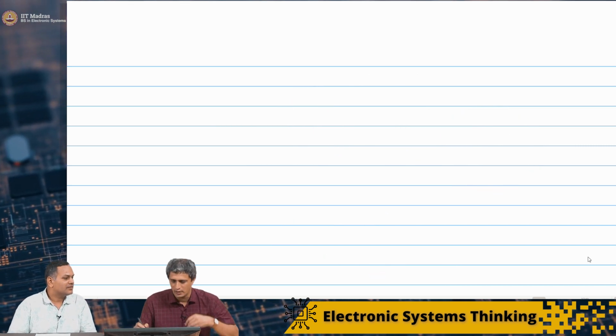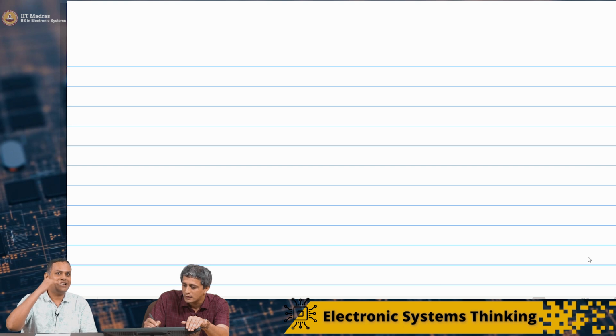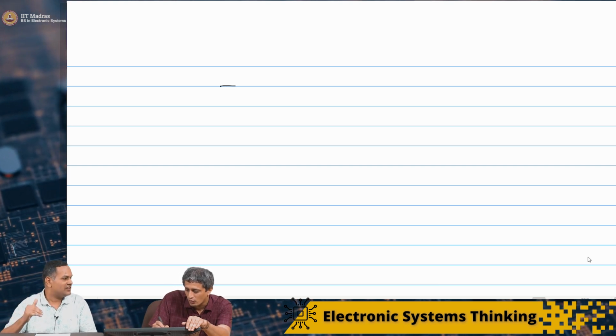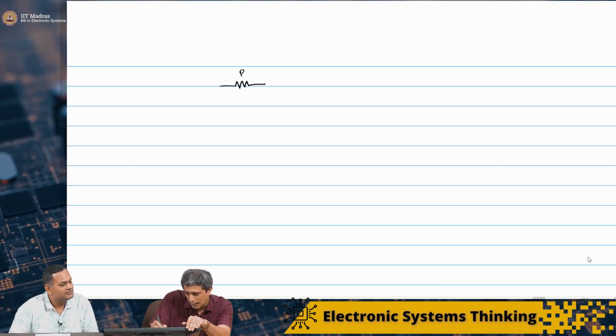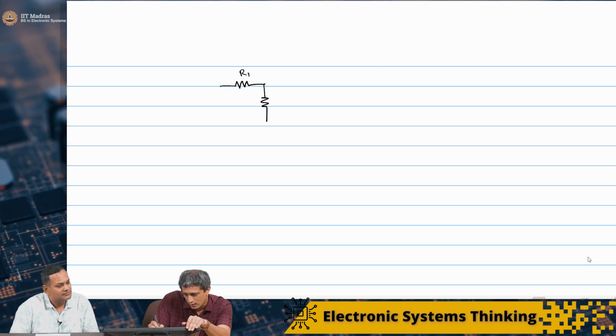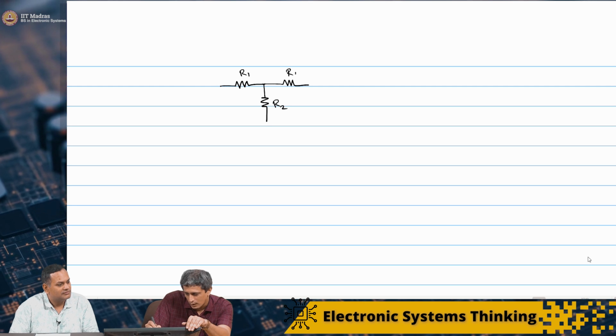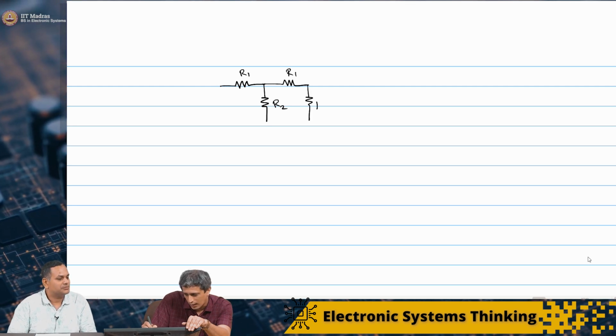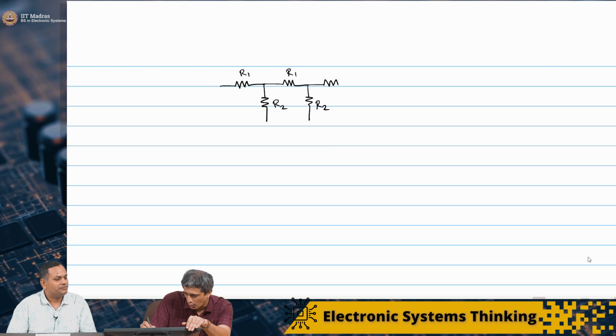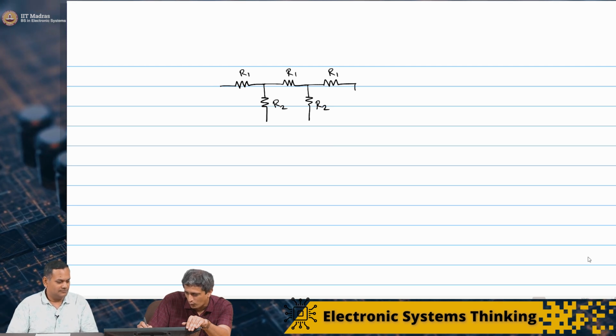So we go down here. Now you're going to add a series, shunt, series, shunt, and then another series, shunt. So I am going to say R1, R2, R1, R2, and another one, R1.